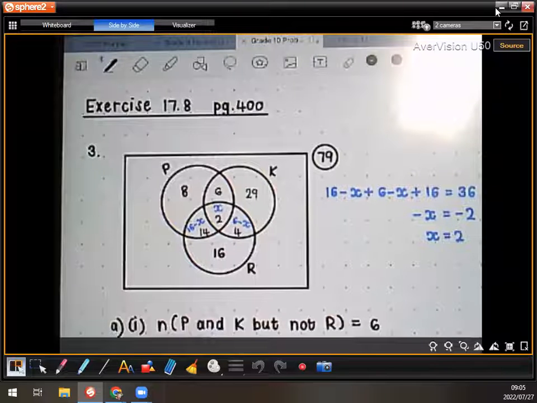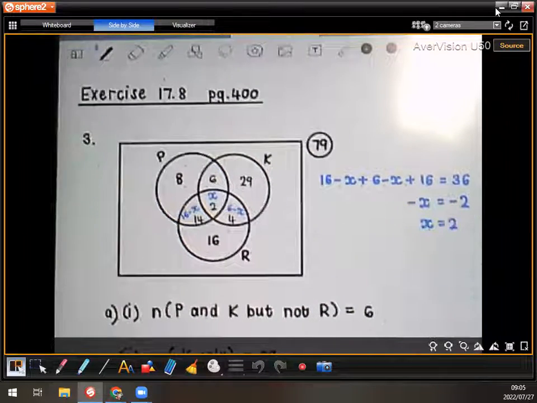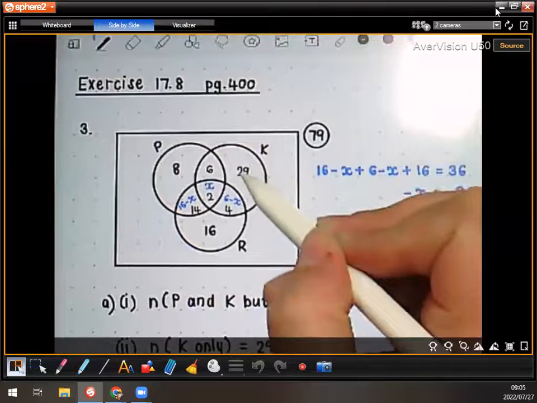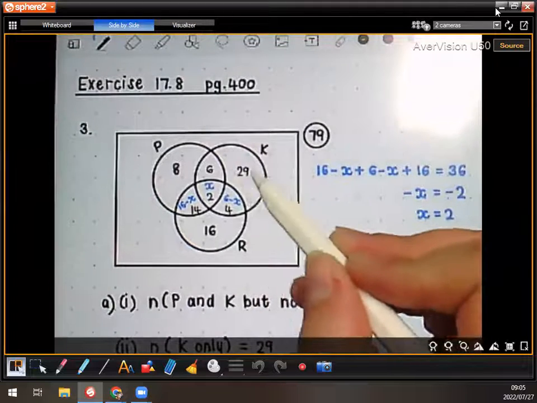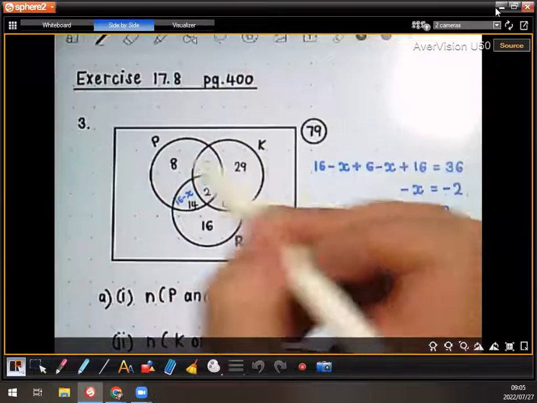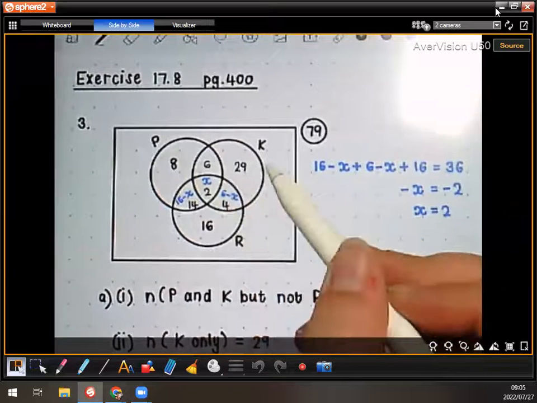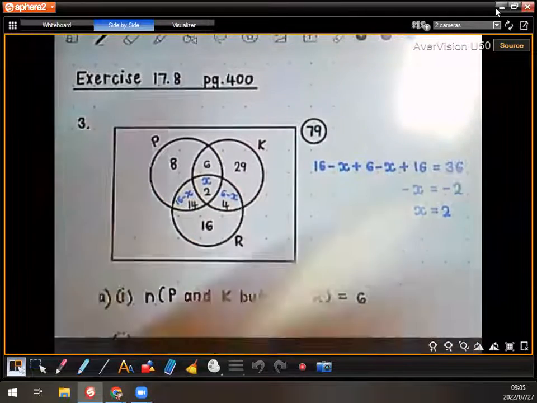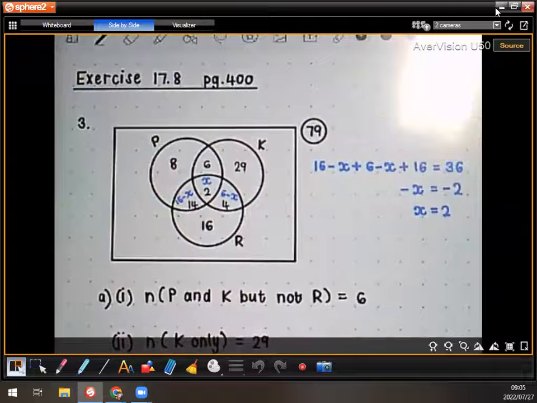So guys, that's the total of the K circle. That's the 41. I can't tell you how many times I've seen people just putting a 41 there. Lovely, 41 people like Quaker, so I'm going to put a 41 there. No. If you put the totals in the spots, when you add all your numbers together, you're going to get something much bigger than 79.